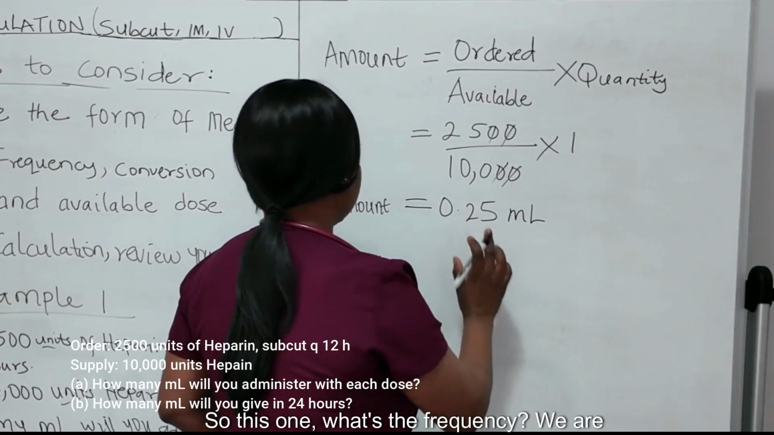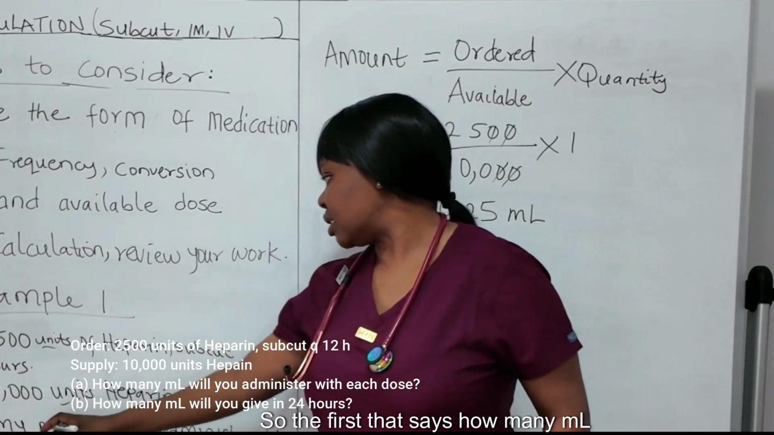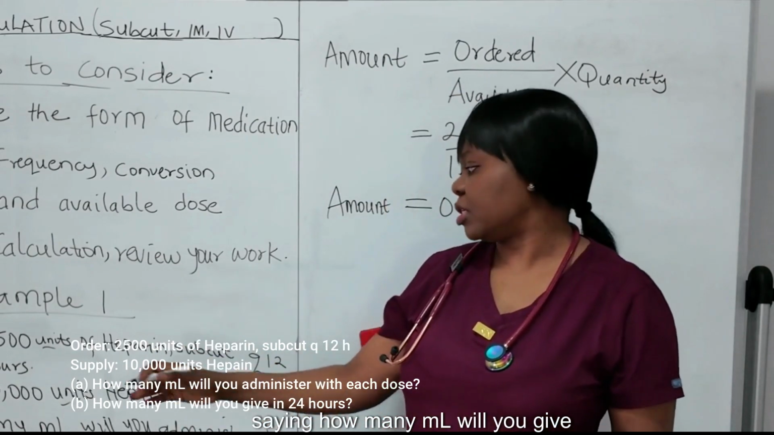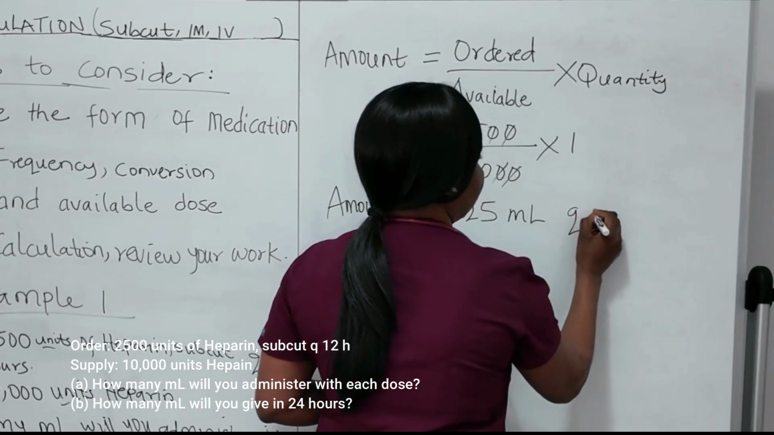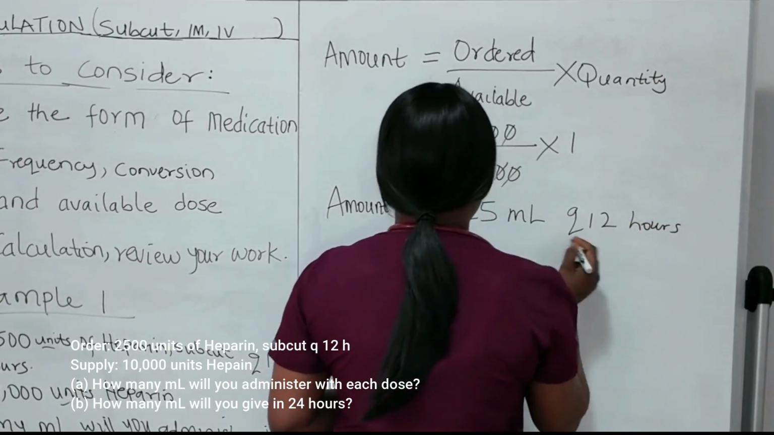So this one, what's the frequency? We have to give this every 12 hours. So the first question that says how many ml will you administer with each dose is saying how many ml will you give every 12 hours. So this will be 0.25 ml Q 12 hours. So that's the answer for A.